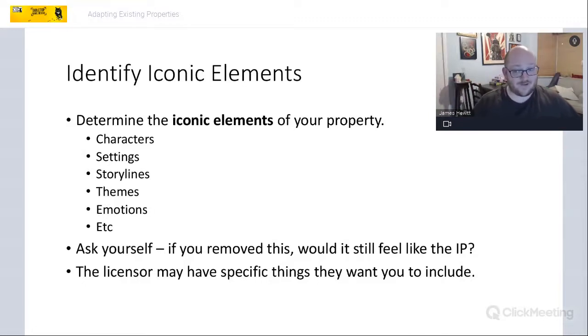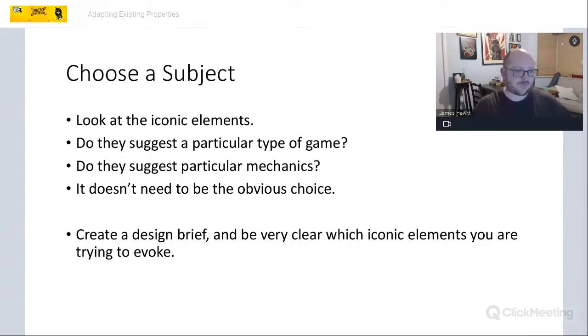The licensor that you're working with might have specific things they really want you to include. If they're saying that, it's probably because it's iconic, but it might also be that they've got particular things they want you to include. The key thing is, at the start of the project, make a big list of the things that need to be in there, whether because they are iconic or because you've been told you must include this stuff.